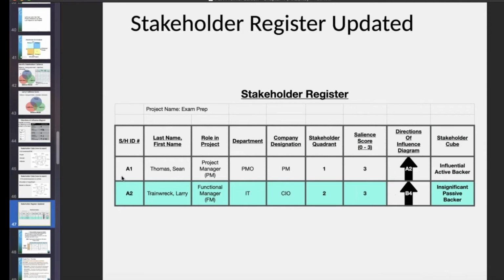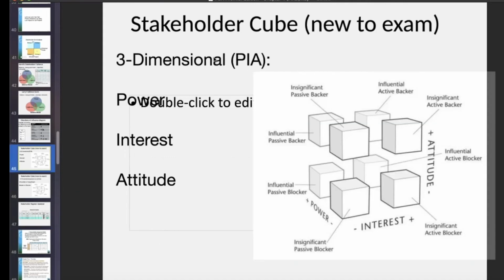So that way, if I go, I need someone who can affect Larry. A2. I go to the find function, type in A2, and look at that. I put A2 over here, didn't I? So then I can look and see who is that. That person can influence Larry, and this person can affect A2, who is above him. Got it. So that's how you can use it right there. Great, great tool. Then you have a stakeholder cube.